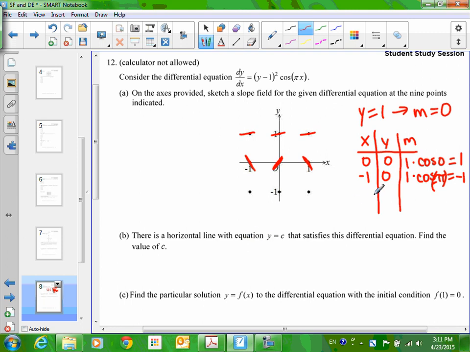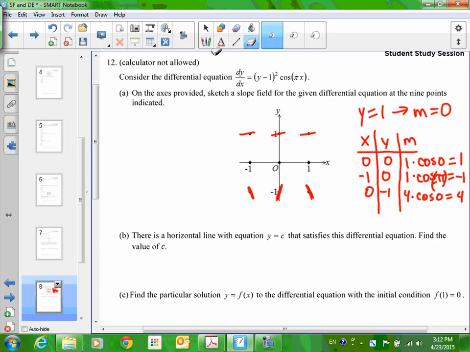Okay, what about 0, negative 1? So now y is negative 1. Negative 1 minus 1 is negative 2. You square that, you get 4. And then we got to do cosine of 0 again. So that's going to be 4 times 1, which is 4. So this is going to be positive 4, so it's going to be steeper. What do you guess is the other two? Negative 4. It's kind of bothering me because I feel like these ones in the middle are maybe a little too steep.